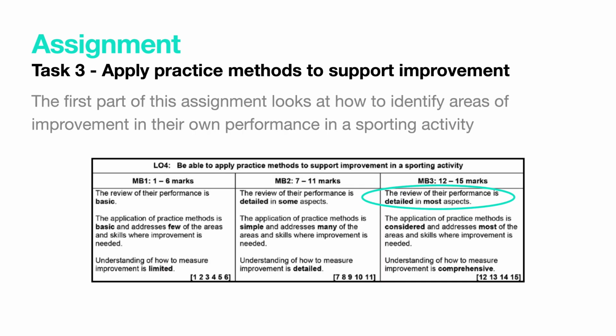Okay, now this particular screenshot here is the mark scheme that we have to apply as teachers to the work that we mark when you complete the assignment. So basically it consists of 3 mark bands. Mark band 1 is worth between 1 to 6 marks, mark band 2 is worth between 7 and 11 marks, and mark band 3, as you can see, is worth between 12 and 15 marks.